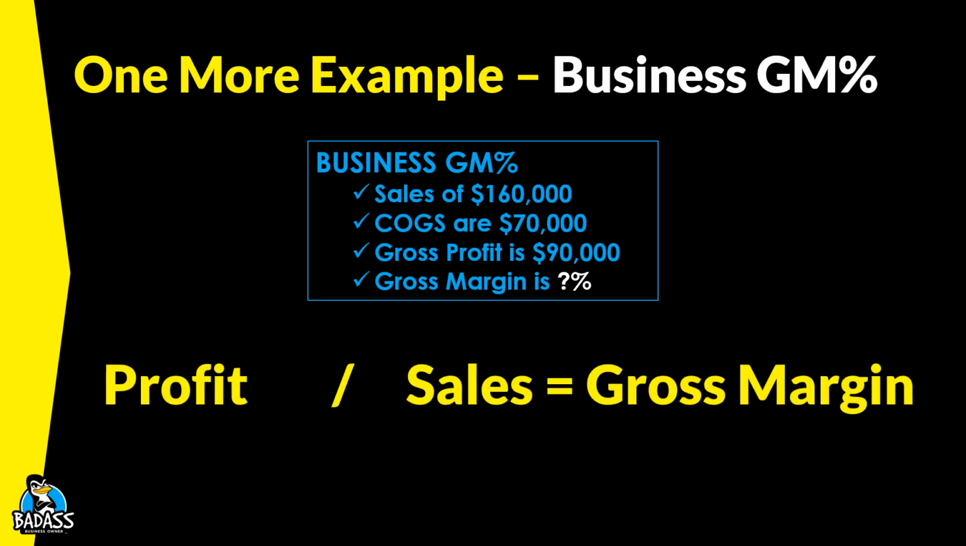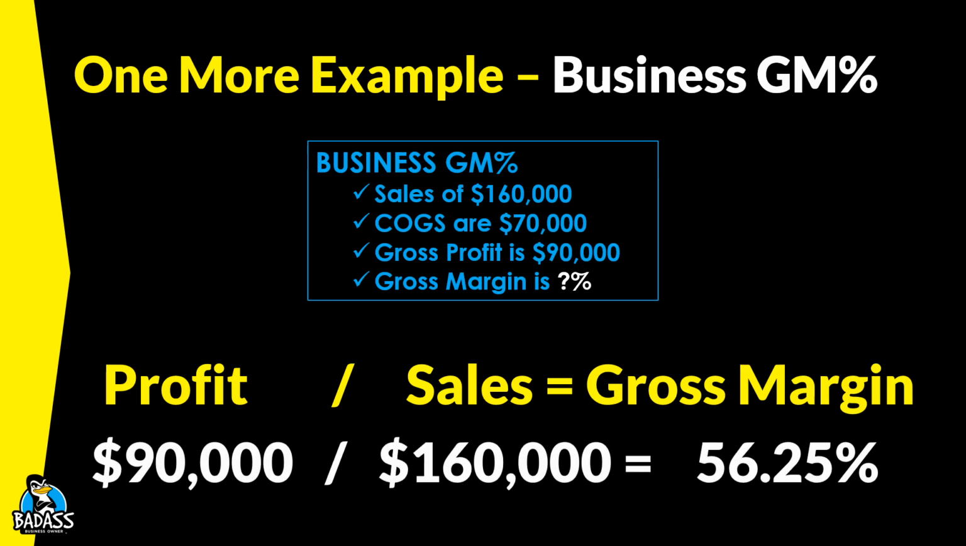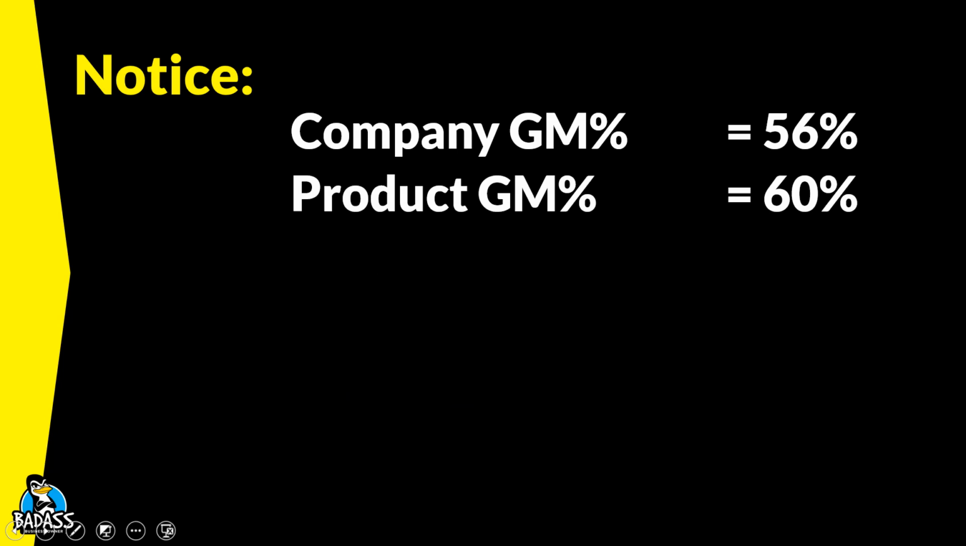Well, let's figure it out using our calculation of profit divided by sales to come up with that gross margin. In this case, we're going to take the $90,000 of gross profit and divide it by the sales of $160,000, and we discover that they made a 56.25% gross margin. So their business's gross margin is 56.25. Now you're going to notice here on the company gross margin, it was 56. We're just going to round for our numbers. And that product we did earlier came to 60%, which means that the difference was 4%. So the product was actually 4% higher than the company's number.